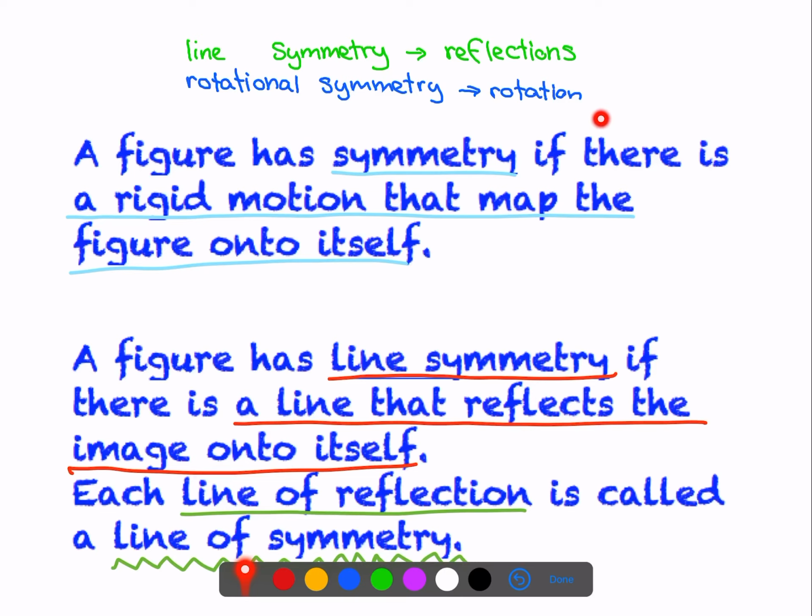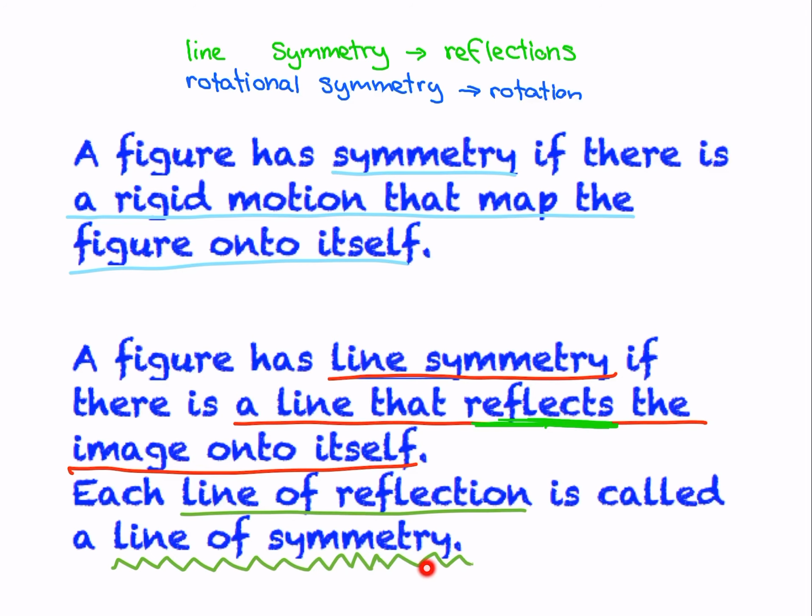So we say a figure has line symmetry if there is a line that reflects the image onto itself. And again, here's that keyword reflects, because that is the rigid motion that we'll be using. So we're reflecting for line symmetry. Now, these lines of reflection that we create are going to be called lines of symmetry. So when we draw our line through our figure, because with symmetry we're going to be drawing through our image itself, those are going to be lines of symmetry as well, because they're making our figure symmetric to itself.